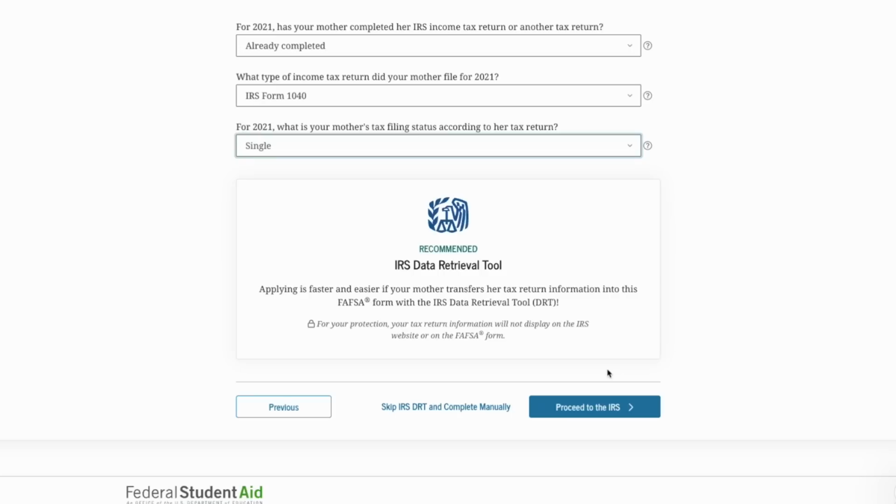At this point, you do have the opportunity to enter all the information that comes from your tax form directly from the IRS using the IRS data retrieval tool. Now, in order to do this, you'll need your parents' participation because they will have to log in in order for the IRS to securely transfer that data using their information from the database.